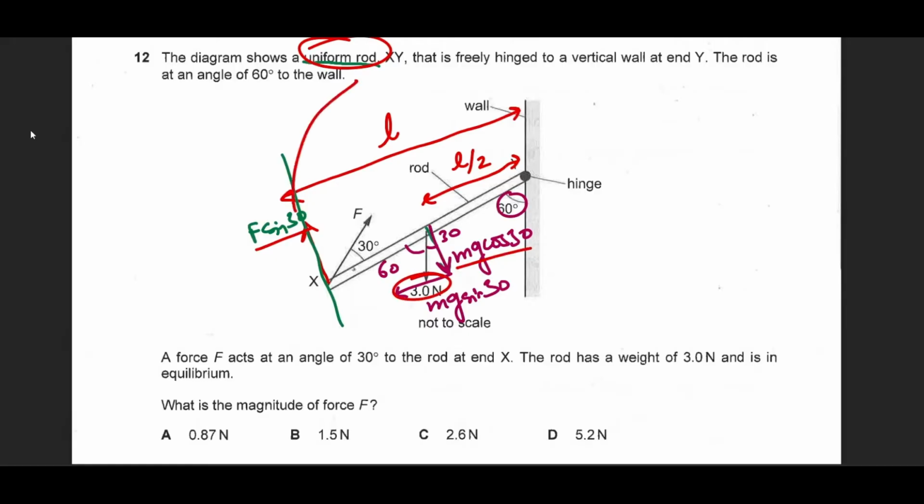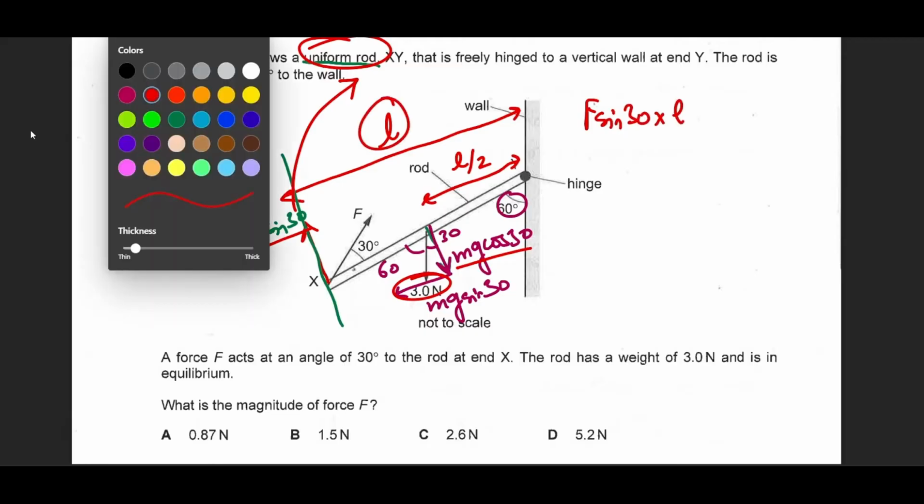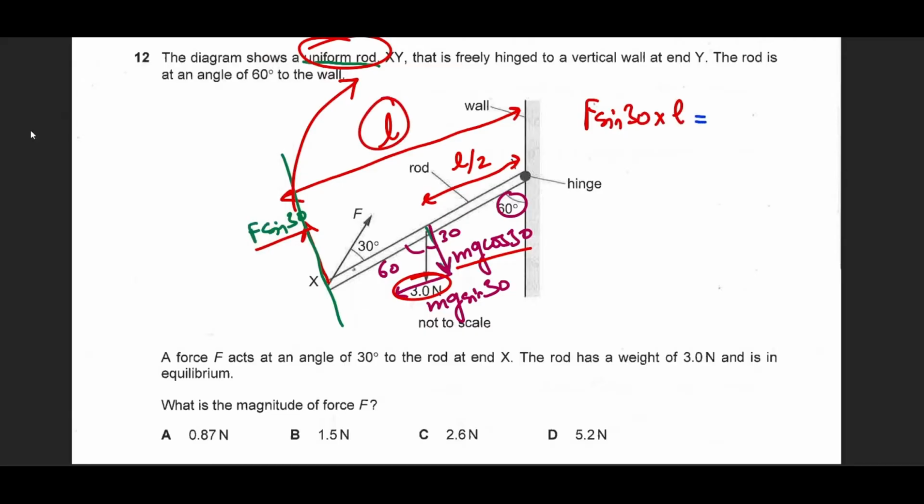So the anti-clockwise moment, which will be F sine of 30 multiplied by L, which is the distance up to the pivot, equals the clockwise moment. This is the clockwise moment, which will become mg cos of 30 multiplied by L by 2. Now this is going to be F sine 30 multiplied by L equals, mg is 3, so 3 cos 30 multiplied by L by 2.